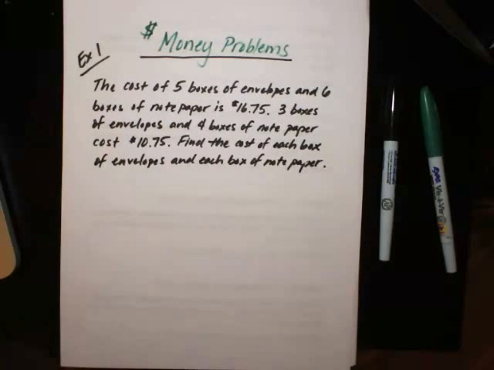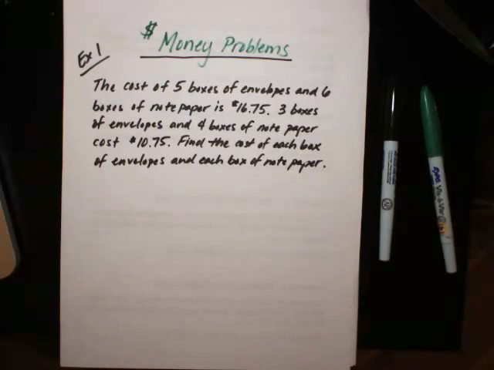In example 1, the cost of 5 boxes of envelopes and 6 boxes of notepaper is $16.75. 3 boxes of envelopes and 4 boxes of notepaper cost $10.75. Your objective is to find the cost of each box of envelopes and the cost of each box of notepaper.